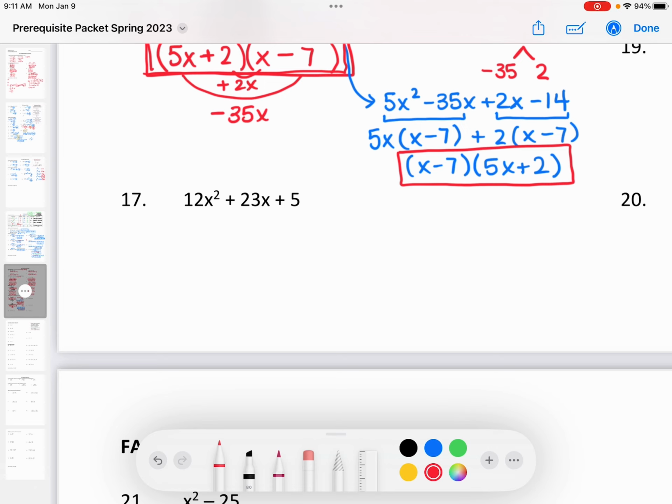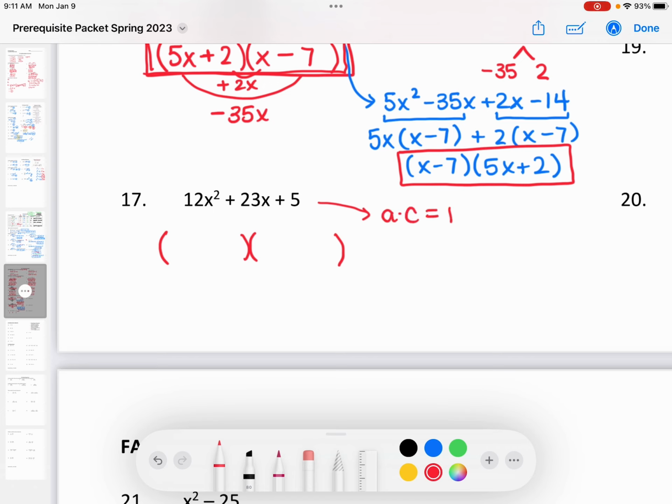This one would be a real bear because there's so many things that multiply to make 12. You know what I mean? Like we could go 1 and 12, 12 and 1, 6 and 2, 2 and 6, 3 and 4, 4 and 3. But if that works in your brain, absolutely go for it. The AC method takes the guesswork out of it a little bit.